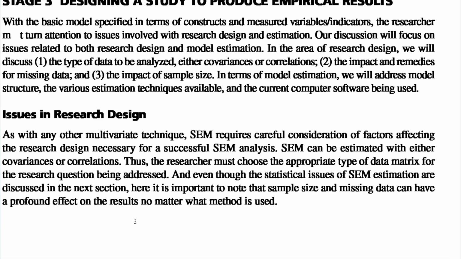As with any other multivariate technique, such as structural equation modeling, it requires careful consideration of factors affecting the research design necessary for a successful structural equation modeling analysis. Structural equation modeling can be estimated with either the covariance or correlations. Thus the researcher must choose the appropriate type of data matrix for the research question being addressed. And even though the statistical issues of structural equation modeling estimation are discussed in the next section, here it is important to note that sample size and missing data can have a powerful effect on the results no matter what method is used.